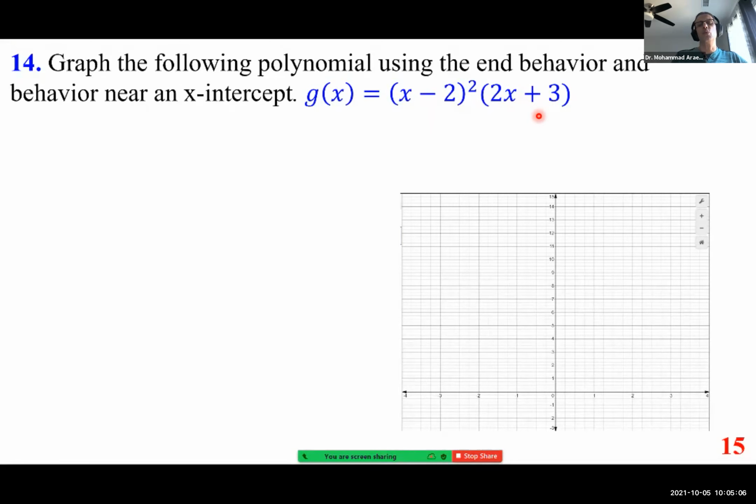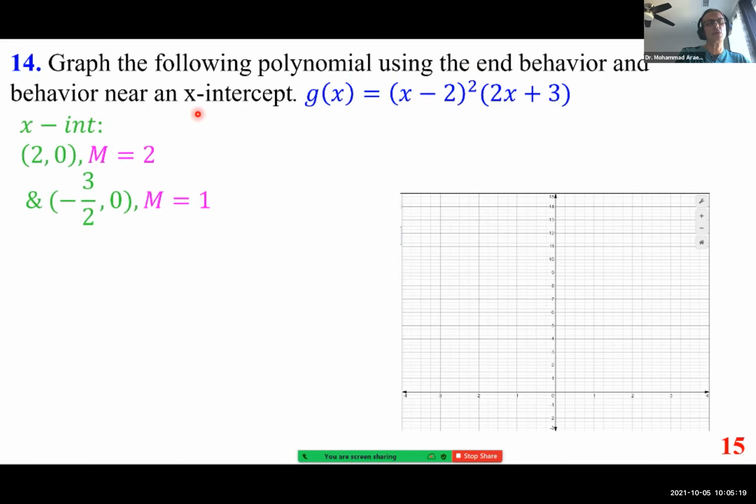And as far as the y-intercept is concerned, replace the x with 0. You get negative 2 squared, which is 4. You get 3, and the product is 12. So we have x-intercepts at (2, 0), multiplicity 2. At negative 3/2, 0, multiplicity 1. So those are the two pairs.